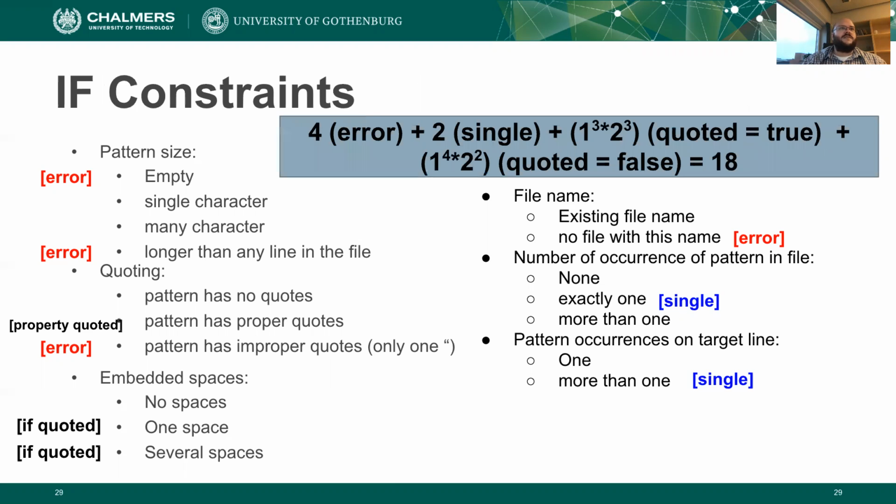Let's look at the if constraints, right? Well, maybe we'll look at this in terms of proper quotation. So if we make the choice that the pattern is proper quotation, well, then we're going to have spaces in the pattern. So if we choose this, then we could choose one space or several spaces, right? There can also be no spaces, but you're only going to have spaces if there's proper quoting around the pattern. Okay, so that's going to bring us down even further to 18 in the end.